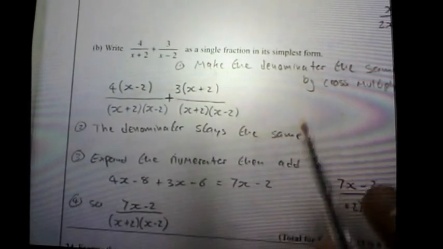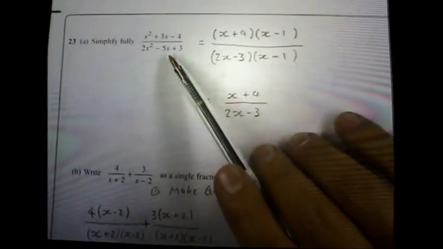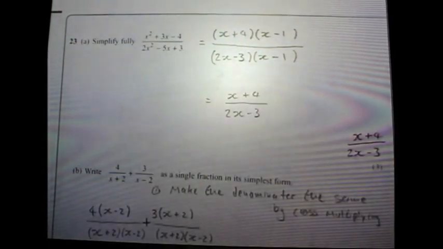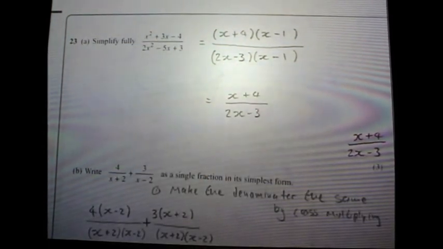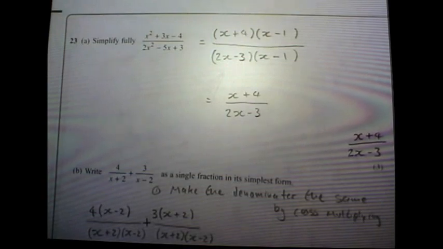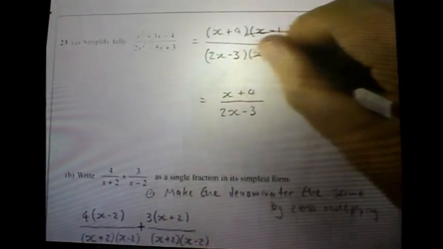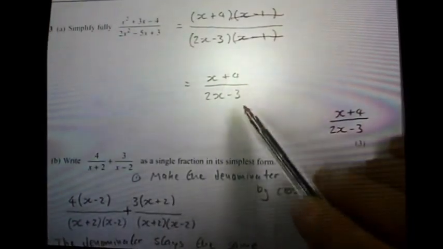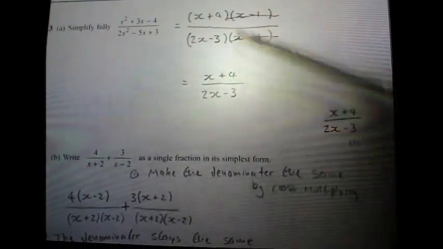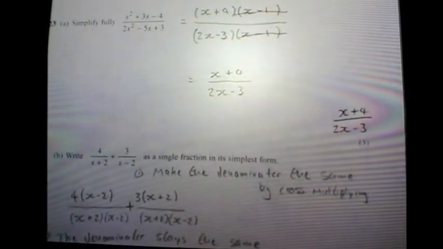Question 23. Fully simplify this one up here. First thing you've got to do is factorise the top and factorise the bottom. I'm not going to go through it now. You can look up factorising, but that's what you will get. And then all you can do is notice that this one here and this one here cancel. So you're left with x add 4 over 2x take away 3. So you've got to factorise the top and the bottom to solve that one.